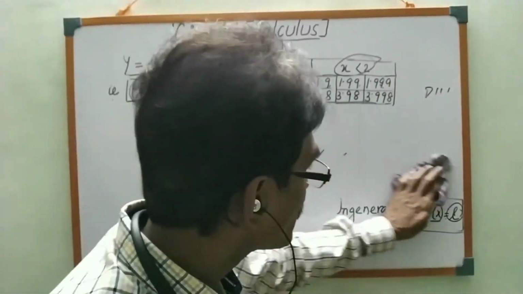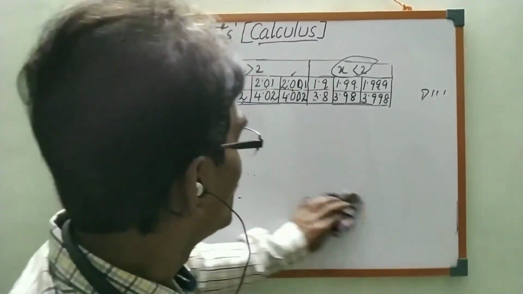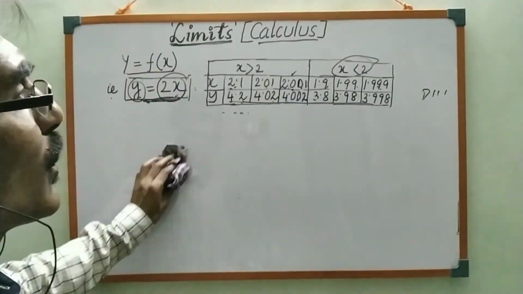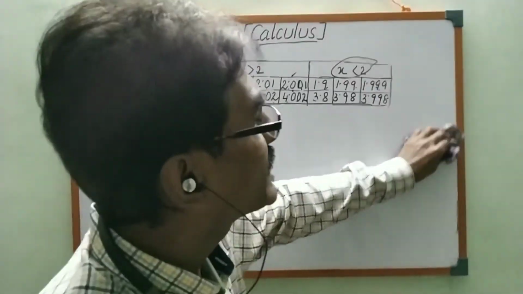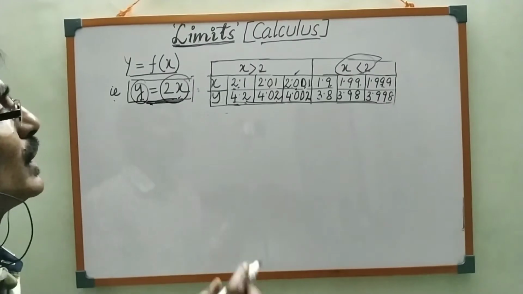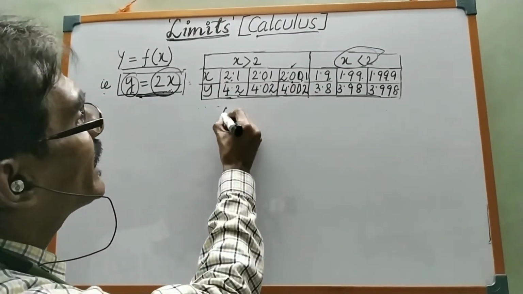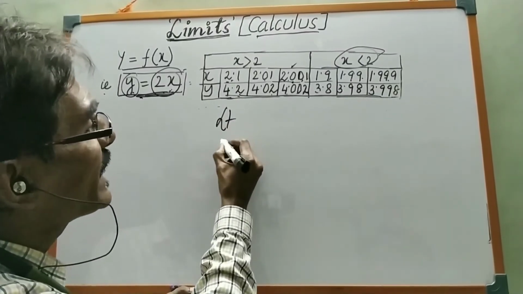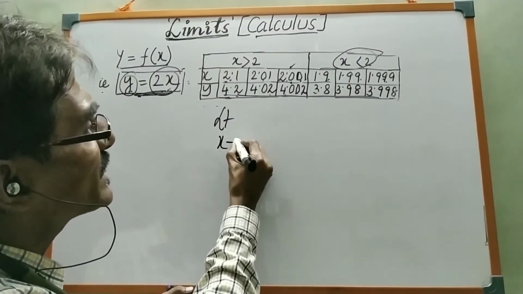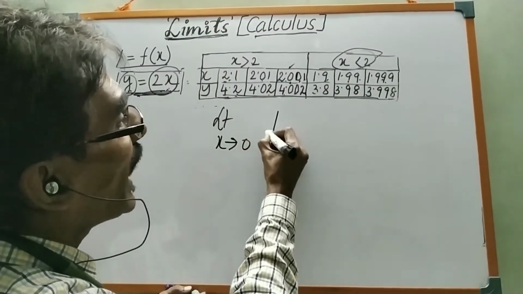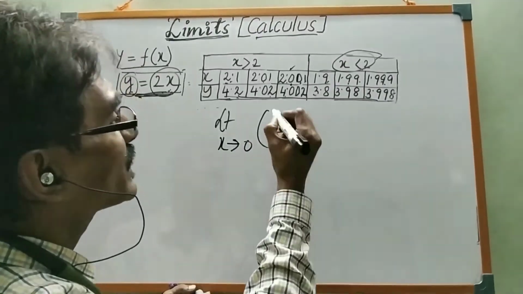For example, try to be clear. A limit question is given: whether the limit exists or not. From your book, I am taking the question. Say it is given limit, LT, the limit symbol I said, x tends to 0, 1 by x is the function.